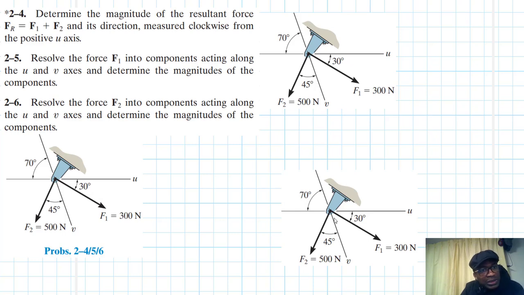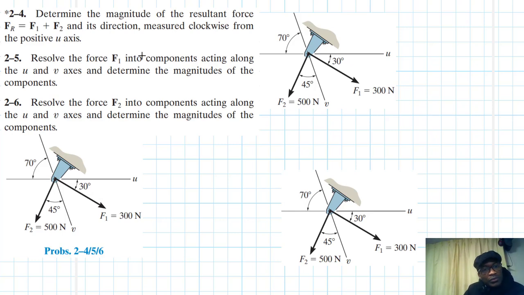The problem reads, determine the magnitude of the resultant force FR equal to F1 plus F2 and its direction measured clockwise from the positive u axis. And in the second case, we have been asked to find the components of F1 along u and v axes, and in the third case, we have been asked to find the components of F2 acting along u and v axes. All right, so let's begin solving.